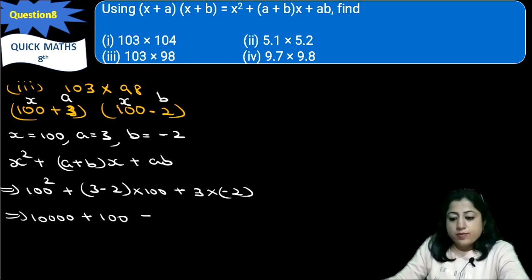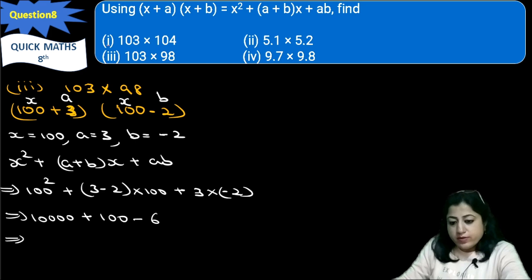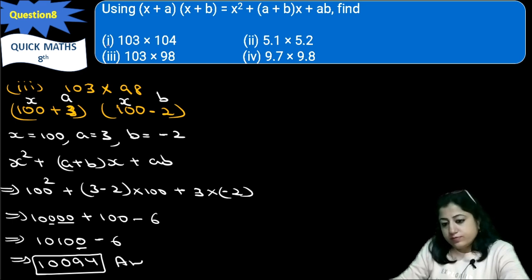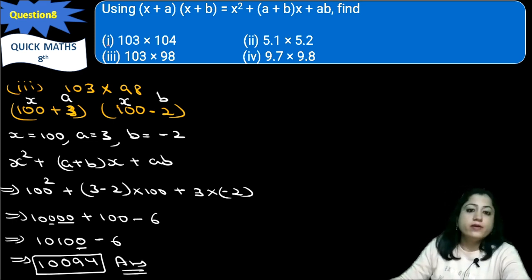This is plus 3 times 2 is 6, and with the minus it will become minus 6. So we will write here minus 6. So the answer will be 100, 100 minus 6. 10 minus 6 is 4. It will become 9, then 0 and 0, 1. So this is the answer for this third part.